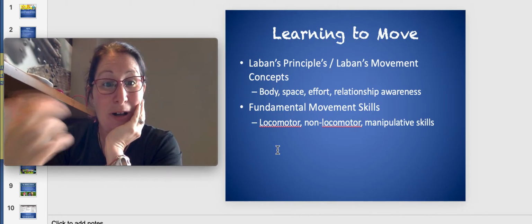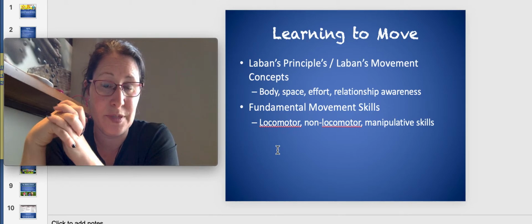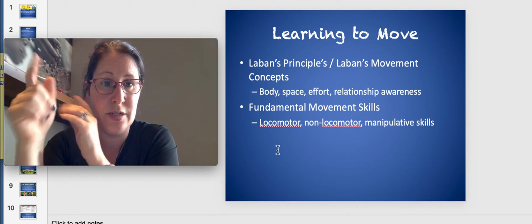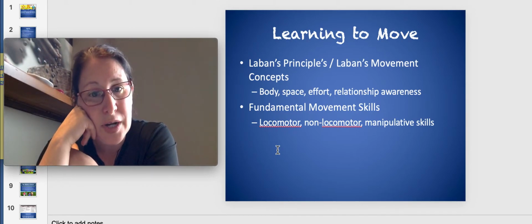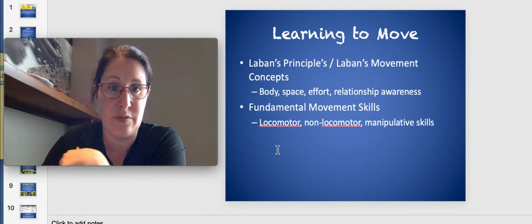Alright, so welcome back. Learning to move. These are Laban's principles or Laban's movement concepts. There's 4 of them in a quadrant. Body, space, effort, relationship, awareness. We'll dive into that first, and then we'll look at the fundamental movement skills.